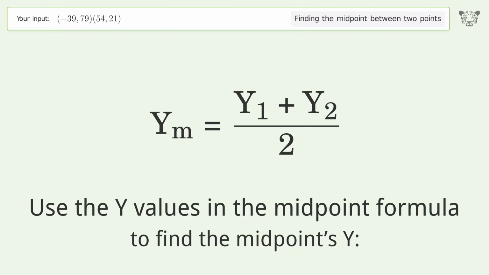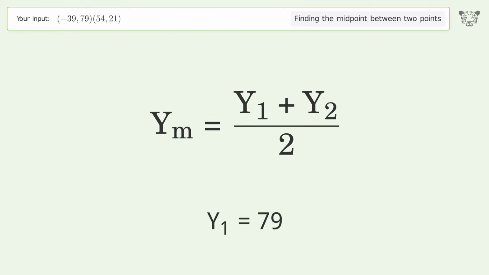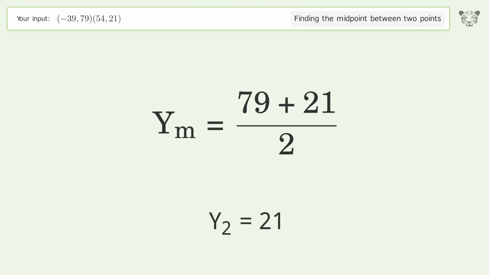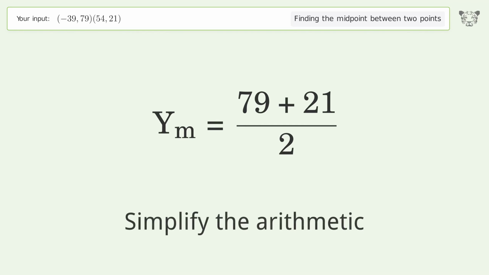Use the y values in the midpoint formula to find the midpoint's y. y1 equals 79. y2 equals 21. Simplify the arithmetic.